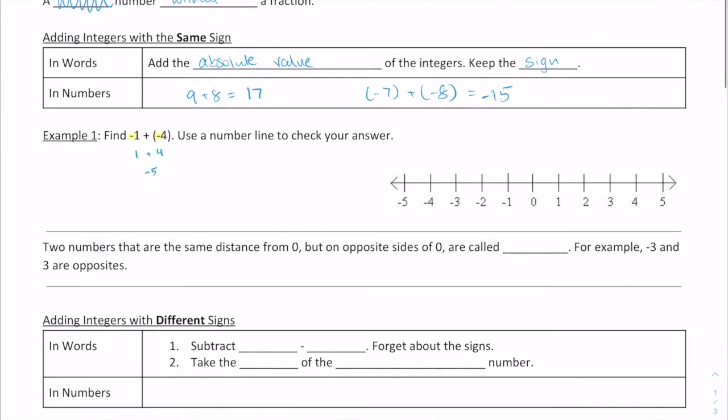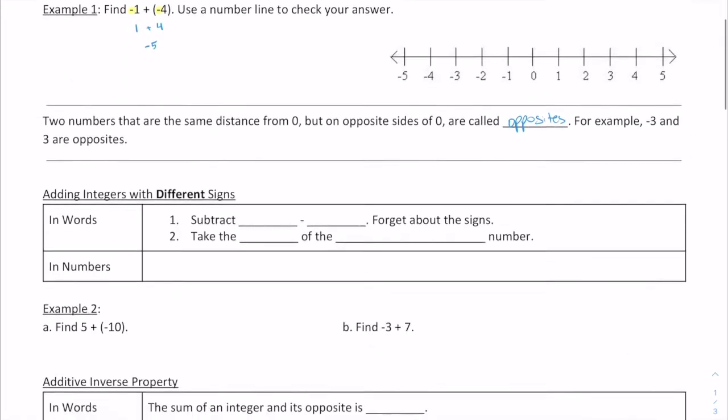Two numbers that are the same distance from 0 but on opposite sides of 0 are called opposites. For example, negative 3 and 3 are opposites. So why is this important? We'll get to it in a sec.